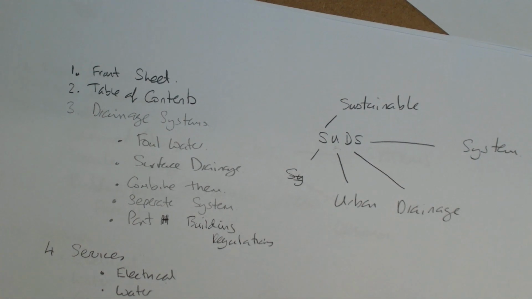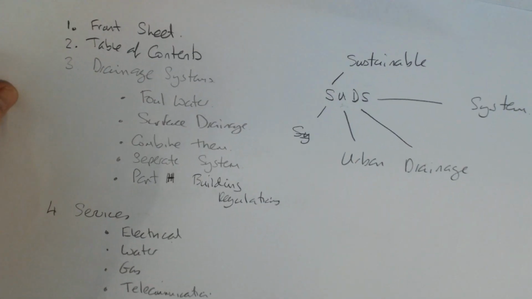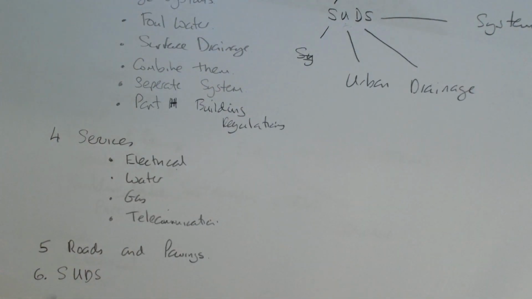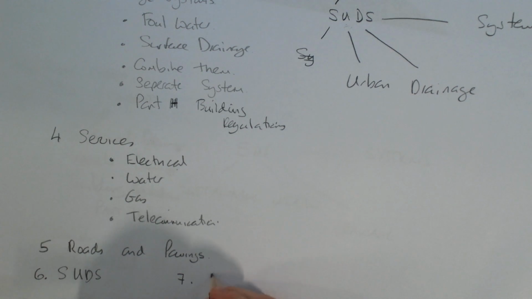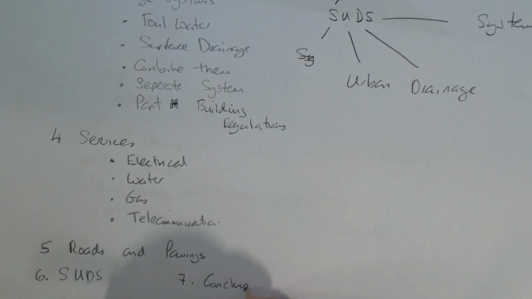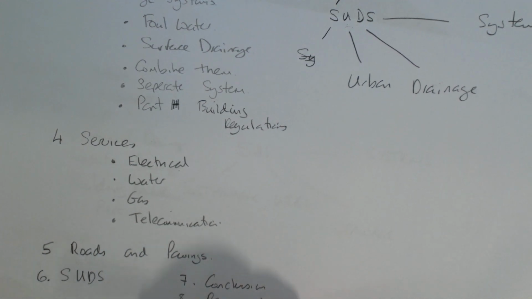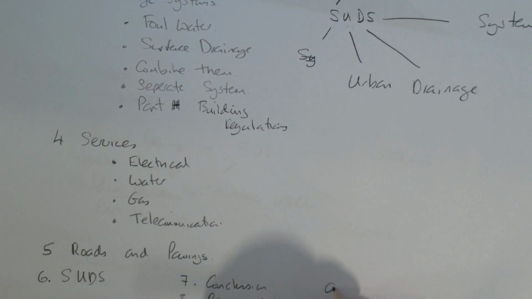Number 7. Sorry, I sort of didn't see it there. It is roads and SUDs. And number 7, from that we draw a conclusion and recommendations. So number 8, some recommendations. And number 9, a bibliography.